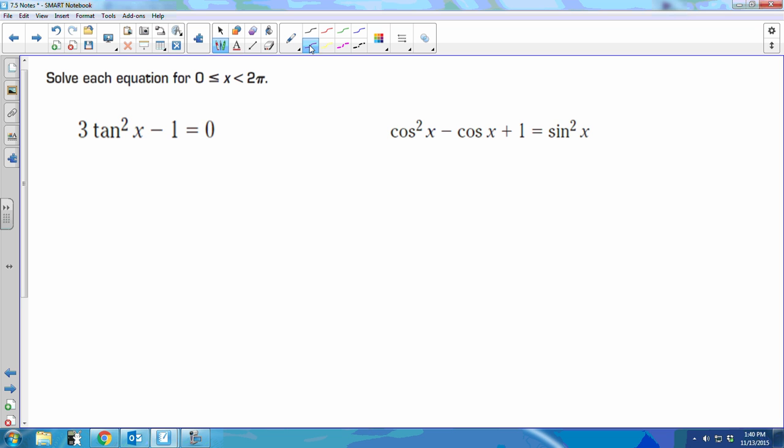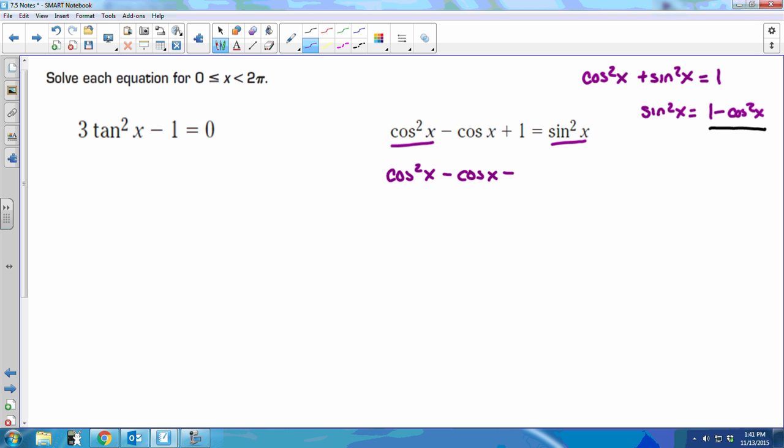On this next one, again, I've got a cosine squared and a sine squared, and that's kind of messy. We know there's an identity: cosine squared x plus sine squared x equals 1. And we can rewrite those identities. So anywhere I see a sine squared, I know I can replace that with a 1 minus cosine squared. So I'm going to do that in this question. That way I have all cosines.